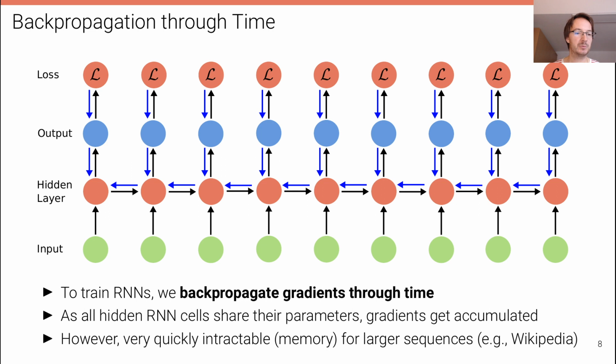Maybe one brief remark: as all hidden RNN cells share their parameters, the gradients get accumulated. Just as the gradients get accumulated in a convolutional neural network where the parameters are shared across spatial locations, here we share the parameters across time, and so the gradients get accumulated.